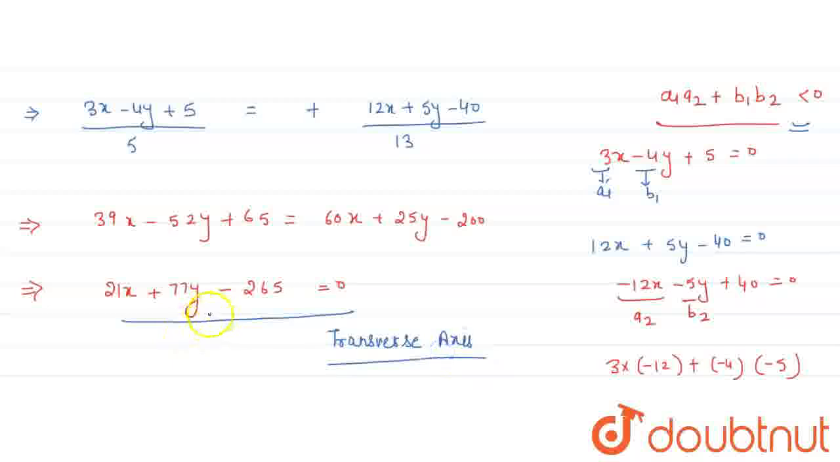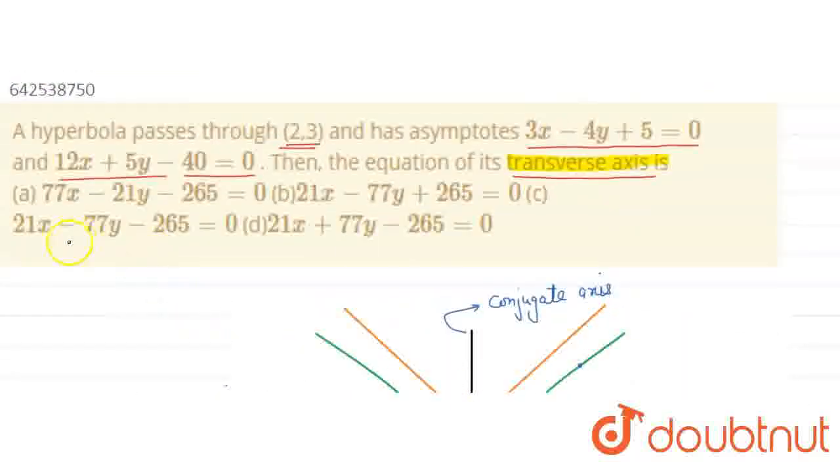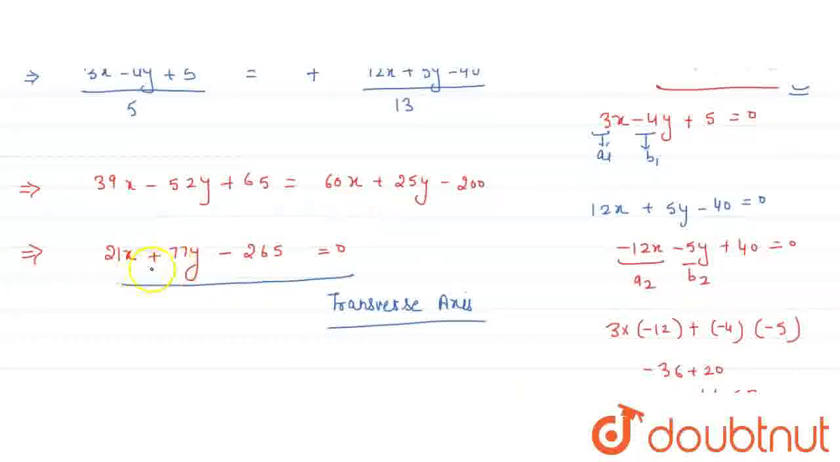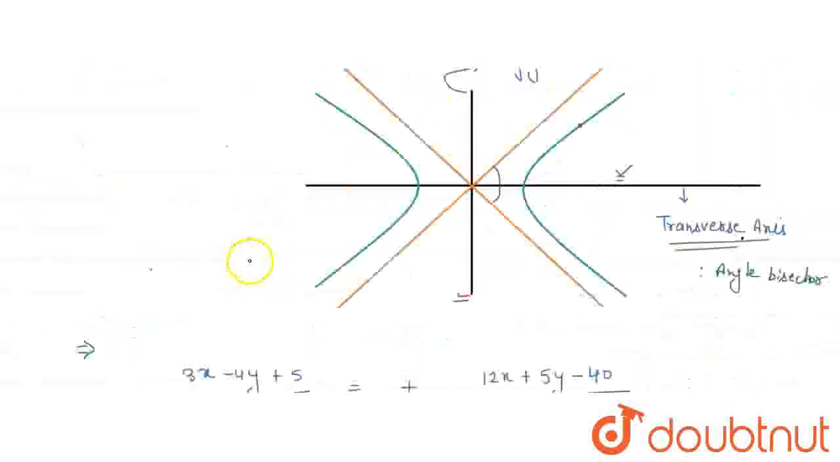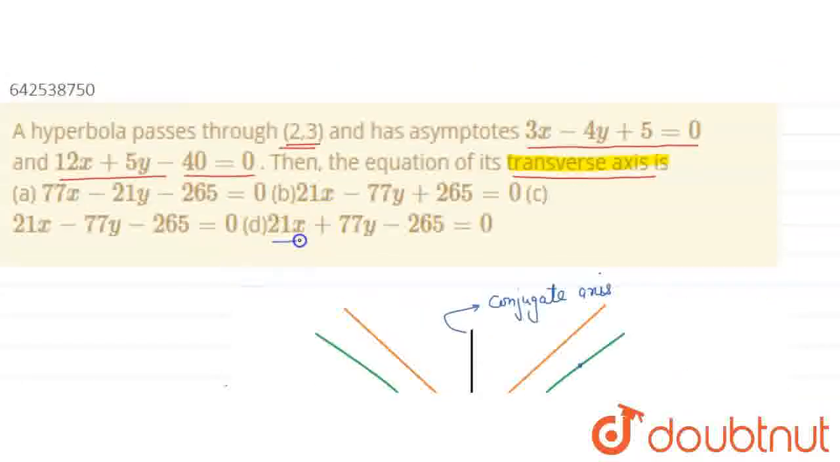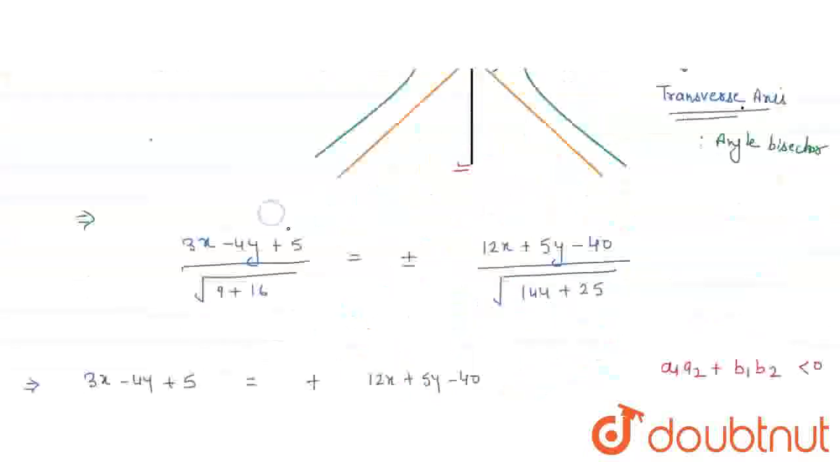Now let us check the options. So we have 21x plus 77y minus 265. So option D is correct.